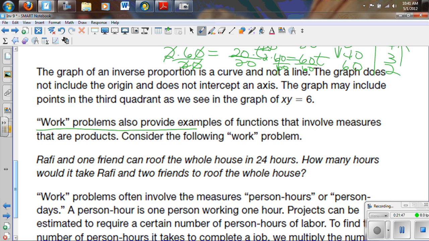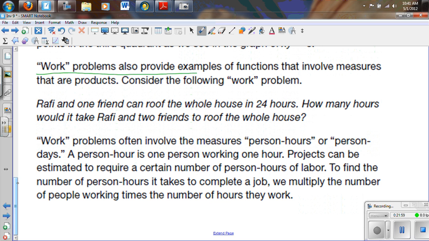So we know that if he has himself and 1 friend, it's going to take 24. But if we add 1 more friend, it's going to take less than 24 hours to do this. So work problems often involve person hours or person days, how much time it takes one person working 1 hour. And you can estimate the number of person hours of labor, and we multiply the number of people working times the number of hours they work.